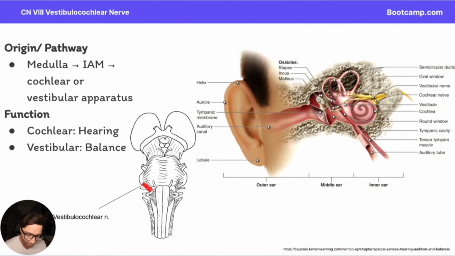Here's cranial nerve 8, our vestibulocochlear nerve. So this is just one over. And this cranial nerve is also going to go through that internal acoustic meatus, except now it's going to travel to this inner ear portion.